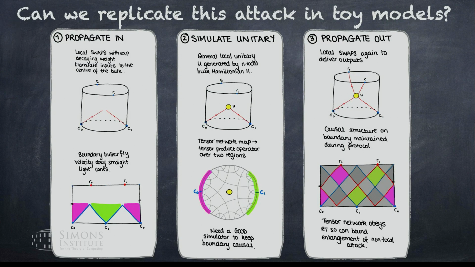Is the Hamiltonian on the boundary there non-local? Or can you ensure that it's local? Oh, we will definitely ensure that it's local. Geometrically? Yeah, geometrically local. So when I say a good simulator, in order to keep the boundary causal, the thing we need to worry about is this interaction strength.